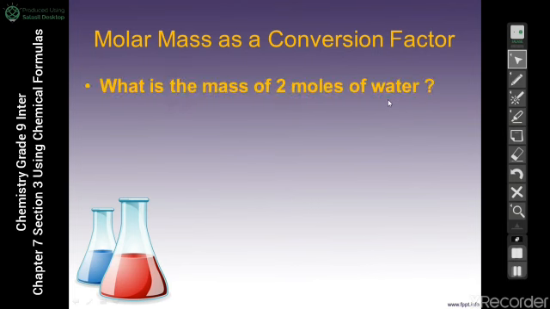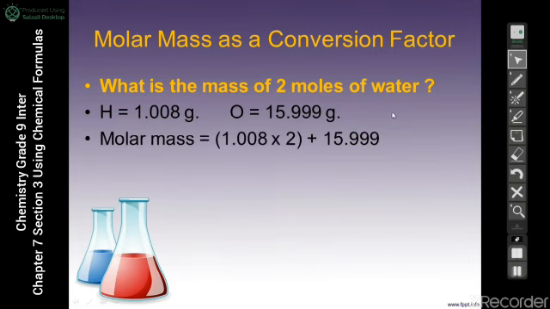What is the mass of 2 moles of water? We are going to look up hydrogen and oxygen in the periodic table and their molar masses, the number written below each element in the periodic table. So the molar mass, the mass of 1 mole of water, will be the molar mass of hydrogen multiplied by 2 and the molar mass of oxygen multiplied by 1.